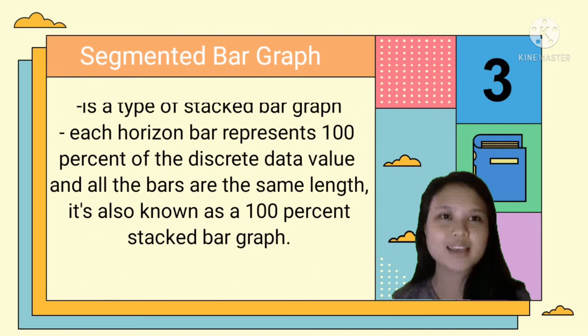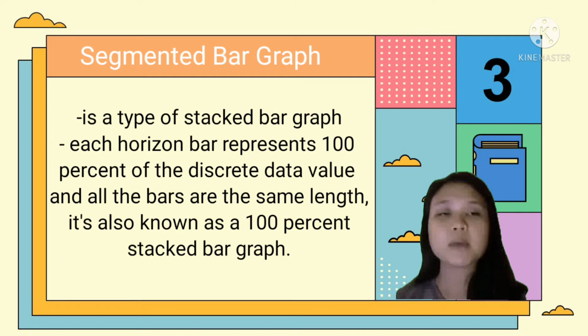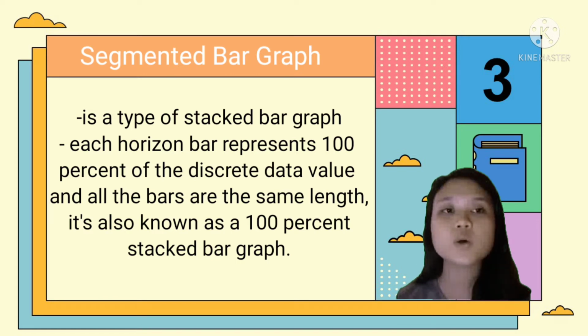And the third one is the segmented bar graph. The segmented bar graph is a type of stacked bar graph because each bar represents 100% of the discrete data value and all the bars are the same length. It is also known as the 100% stacked bar graph.